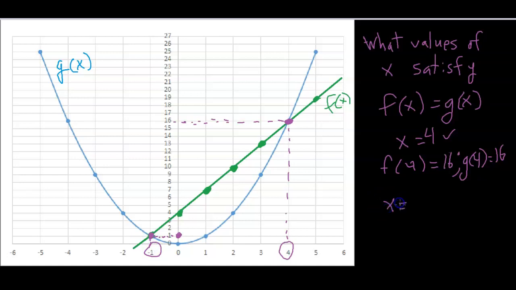So x equals negative 1 will also satisfy this condition because f of negative 1 equals positive 1 and g of negative 1 equals positive 1. So at x equals negative 1, f of x is equal to g of x also. And those are the only 2 points at which g and f intersect.